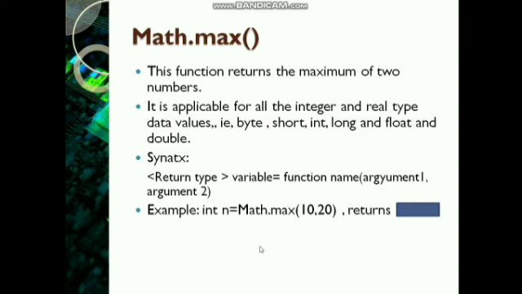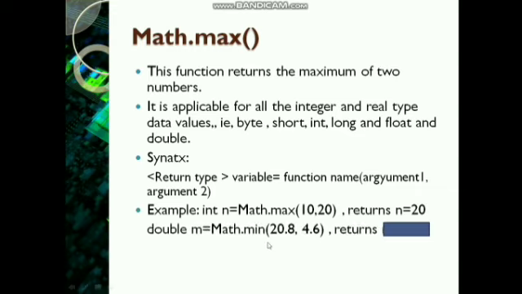And the example, int n is equal to math.max of 10, 20. So here the maximum among 10 and 20 is 20. So it returns 20. And double m is equal to math.max of 20.8, 4.6. Here the largest or the maximum value is 20.8, and here the return type is double. So the answer is 20.8.